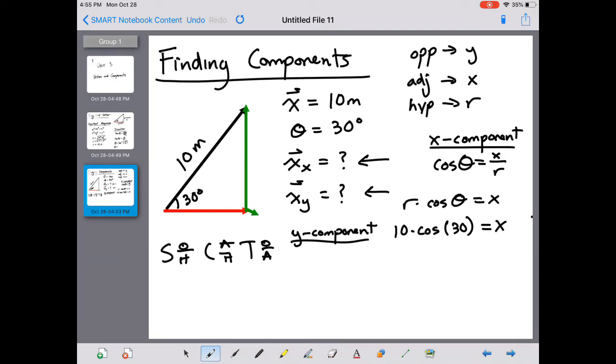Here, though, I'm looking for what is this right here. The y component, remember, refers to the opposite. So I can use either sine or tangent. I'm going to use sine here. Sine of theta is equal to the y component over the resultant, which means r times the sine of theta is equal to the y component, which gives us 10 times the sine of 30. You can calculate that out, get your y and your x component. That very simply is how we find these pieces given a resultant or given an angle.